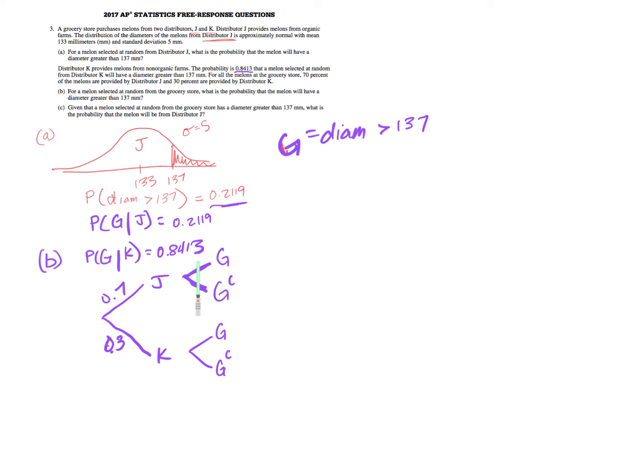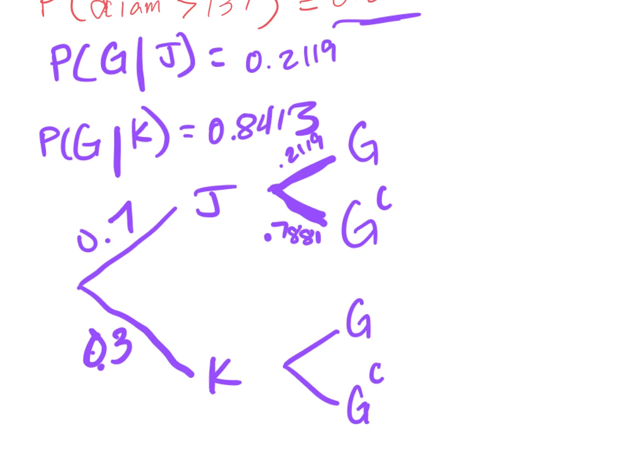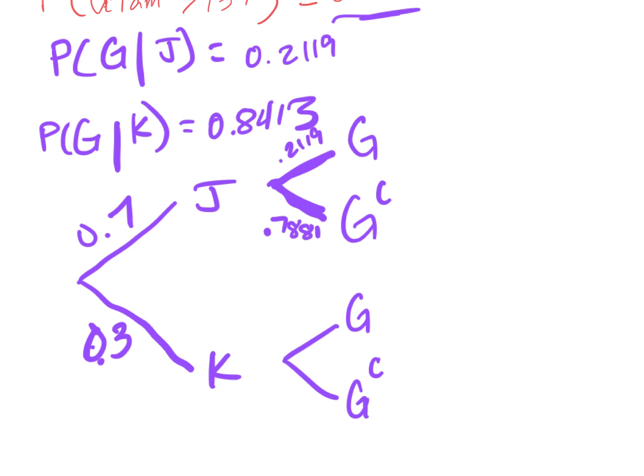What probability should I put right here? 0.2119. What is the probability of G when I'm on the J branch? It is that 0.2119. Do you want me to zoom in on that? So remember, these two probabilities have to add to 1, right? Okay. All right, what about here?